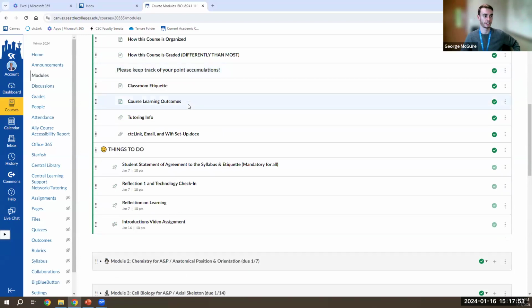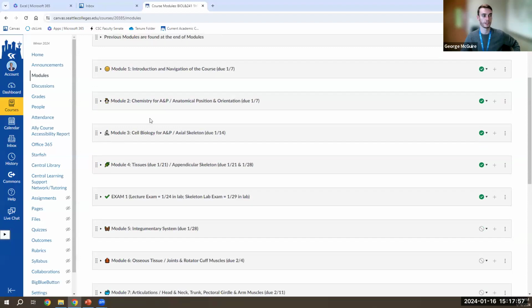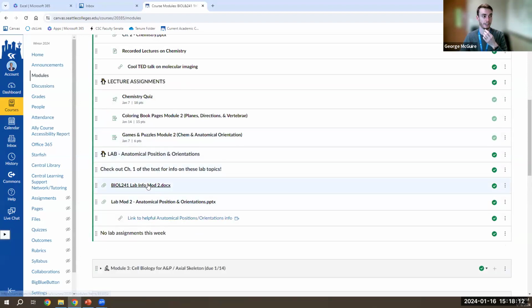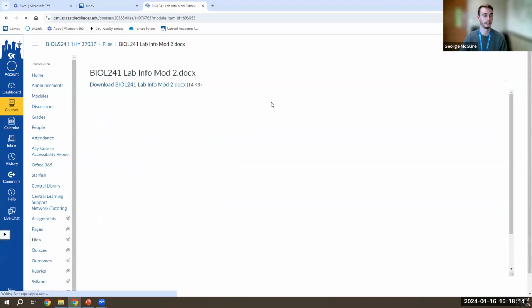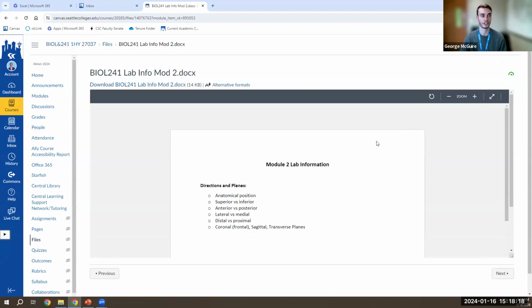Right, there was another chapter in here. No. Cool. So yeah, chapters 2, 3, and 4 from the textbook for lecture content. And then there is a separate exam for lab content, more of a practical, which is going to be on the bones of the skeleton. And so every week there's that lab info for the module. Those are the bones, markings, and any additional information. So I guess this one's just directions and planes. It's not a great example.